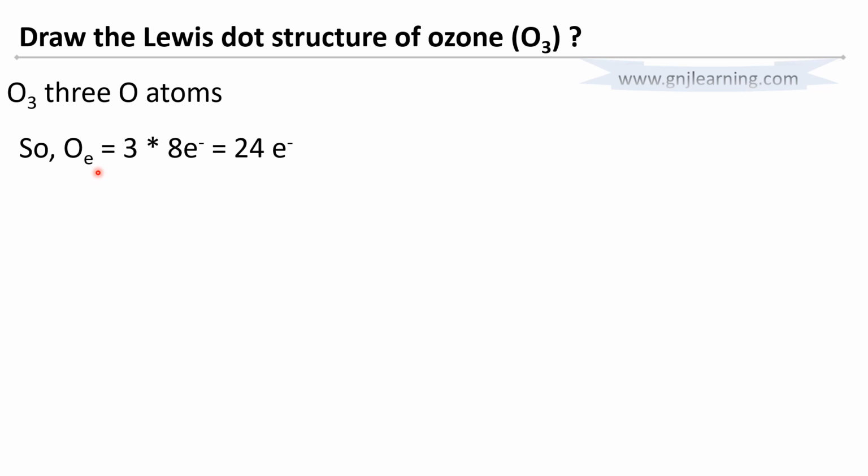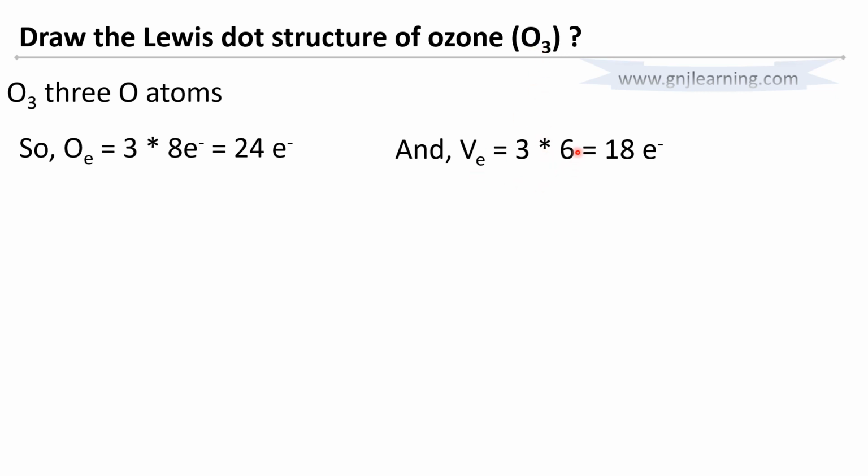What is OE? Giving 8 electrons each for all the atoms. Clear? So I have 3 oxygen atoms. If I am giving 8 electrons each, there must be 24 electrons for its octet. And the next is VE, the total number of electrons available for ozone. So here there is no charge. What I have to calculate is just the sum of the valence electrons present in 3 oxygen atoms.